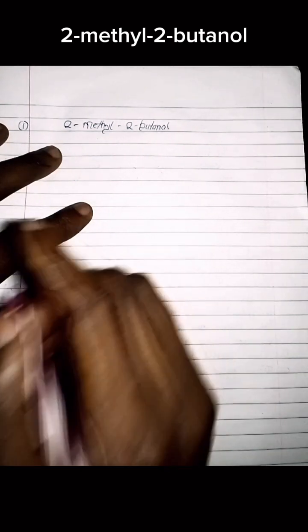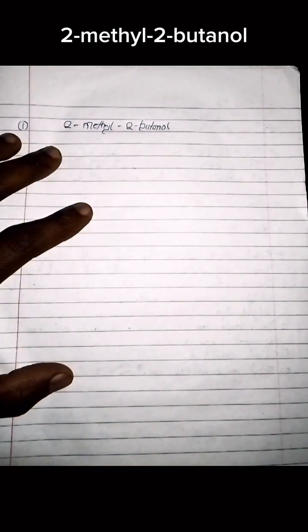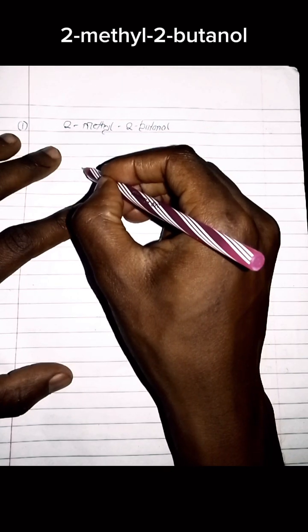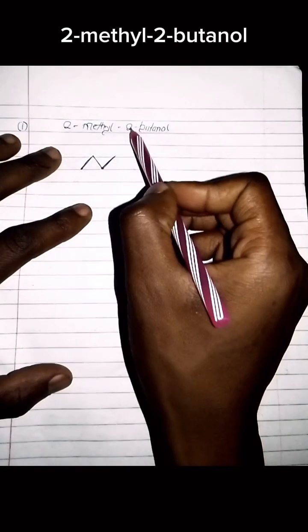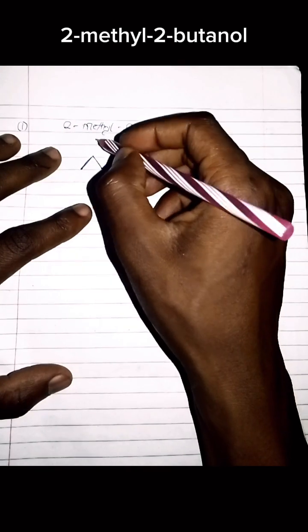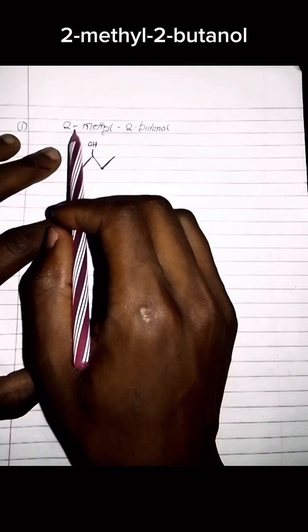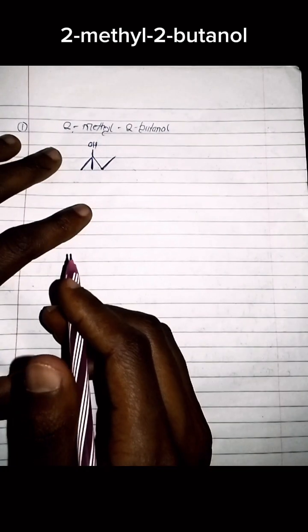So we have 2-methyl-2-butanol. Whenever the question wants us to synthesize using Grignard reagents, the first thing you need to do is draw this. We look at the parent. The parent is butanol, so that's 4 carbons: 1, 2, 3, 4. The second thing we see is that at position 2 there's an alcohol group, so we put the alcohol group there. And at position 2 again there's a methyl group. So this is the structure they want us to synthesize.